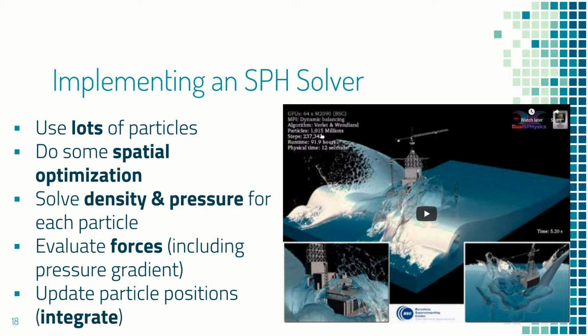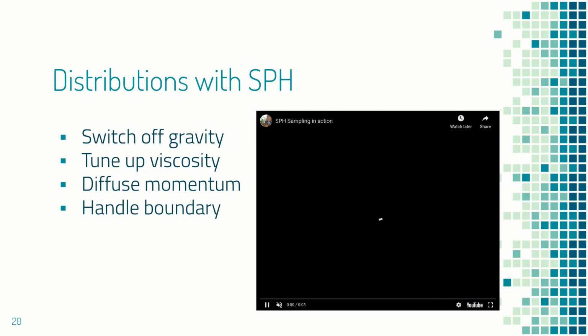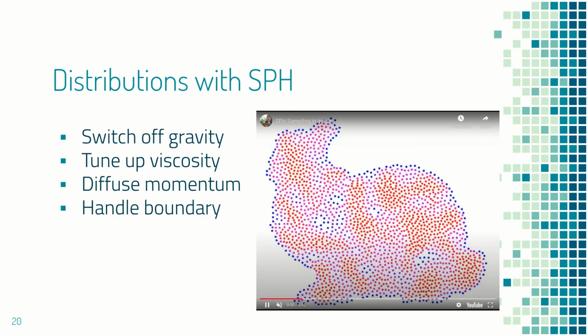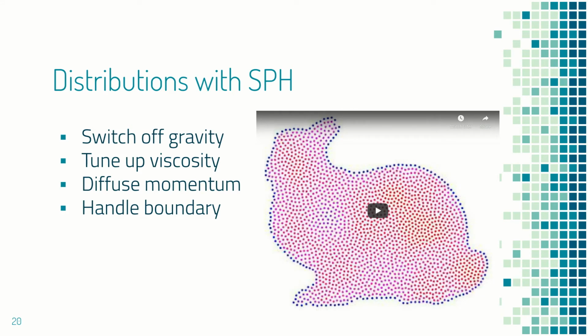So we might put it into some sort of grid-based structure. Then we would solve density and pressure for each particle. We'd evaluate all the forces, which includes the pressure gradient, but also viscosity, surface tension, maybe the interactions between multiple fluids. And then we update the particle positions through integration. Okay, so that was a very brief introduction to smoothed particle hydrodynamics. Let's talk about how we can use it in sampling. As a naive first step, we'd basically just turn off gravity.